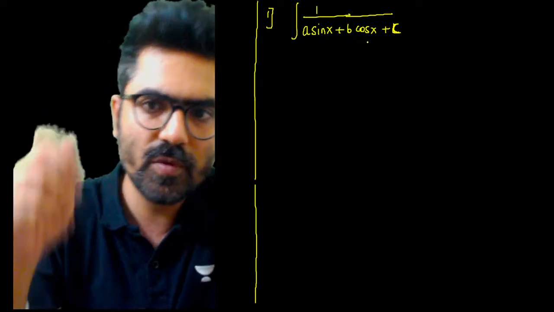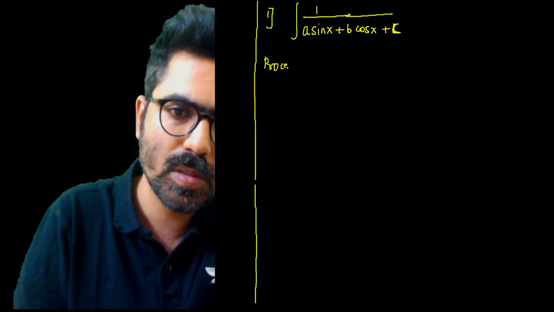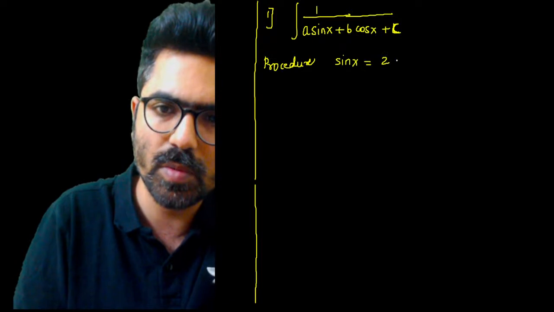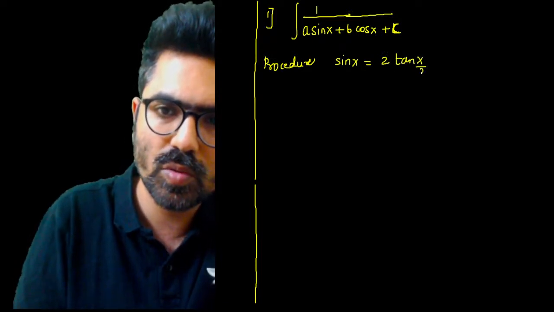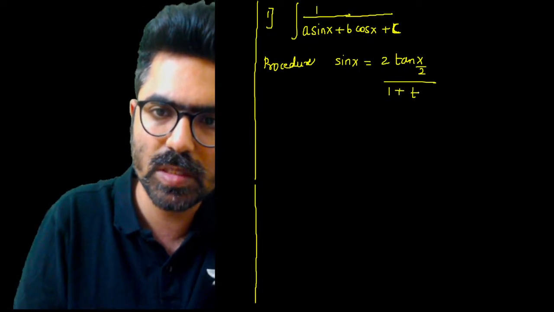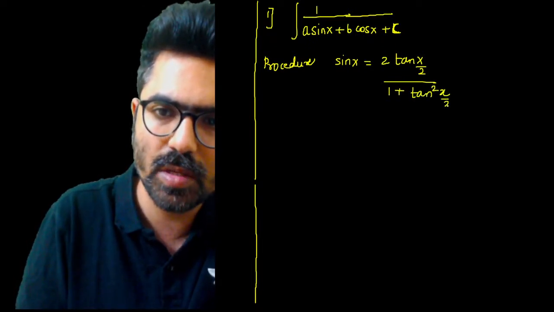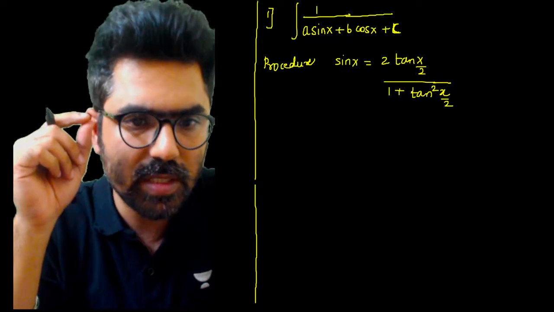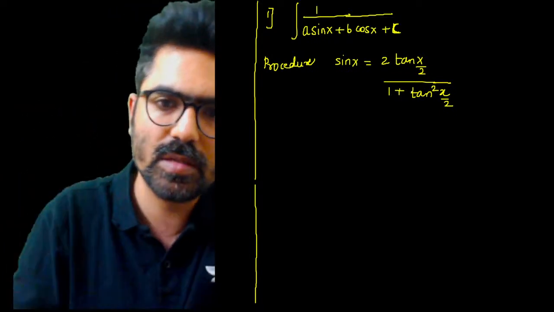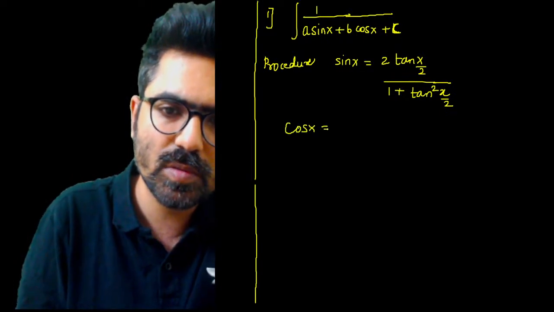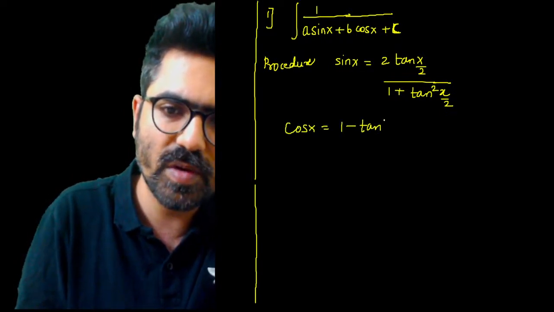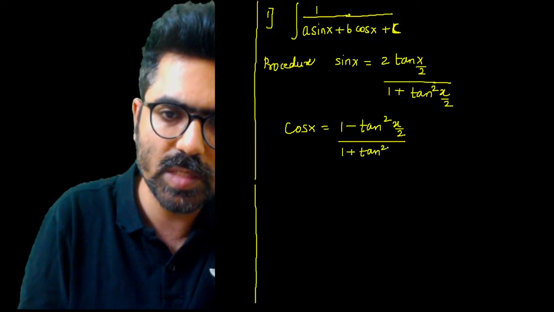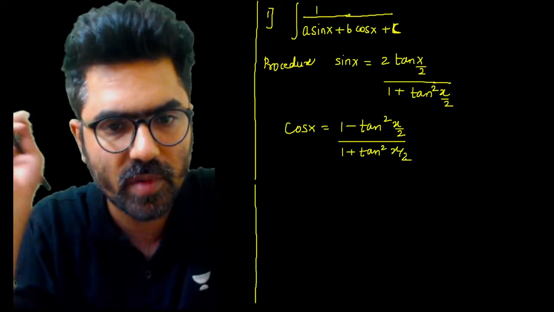So what exactly is the procedure? Instead of sin x, you have to use this formula: 2 tan x by 2 upon 1 plus tan square x by 2. This was the half angle formula that you must have learned in class 11. Instead of cos x, you have to use 1 minus tan square x by 2 upon 1 plus tan square x by 2. This is the half angle formula for cos x.